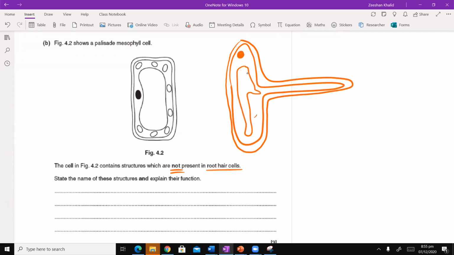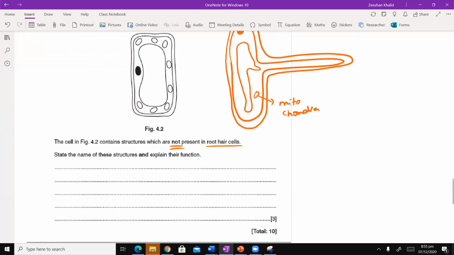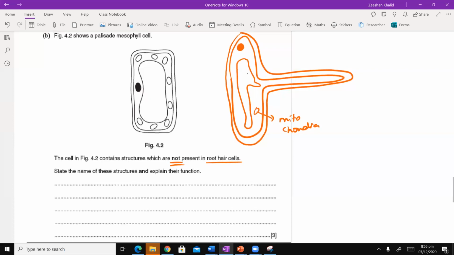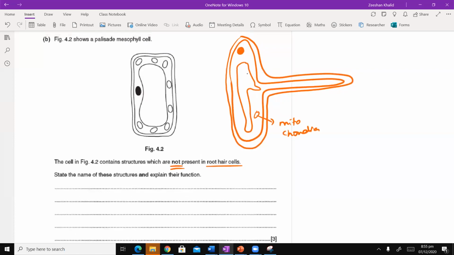Okay, mitochondria, and of course, you have the nucleus. What do you think? State the name of these structures and explain their function. What is present in this cell, which is not present in the root hair cell? We've talked about this today. Chloroplast. Well done, chloroplast.